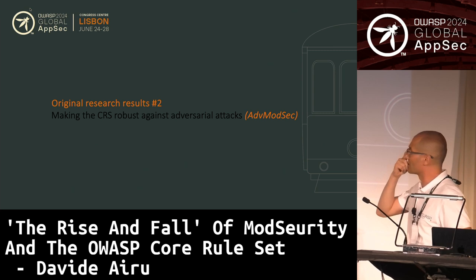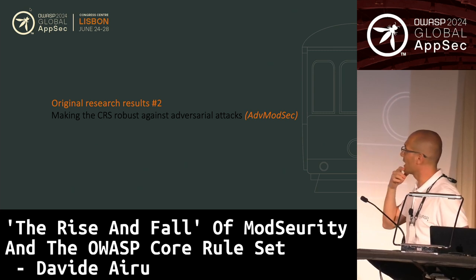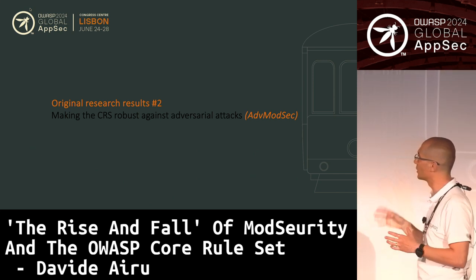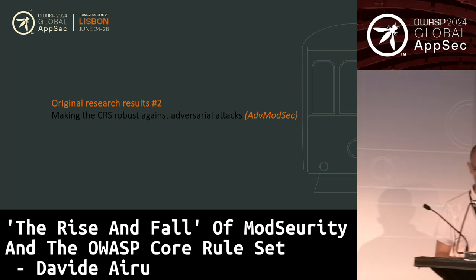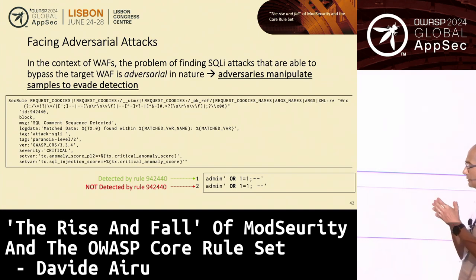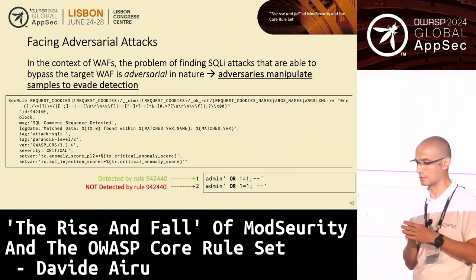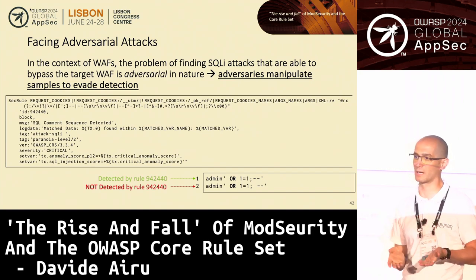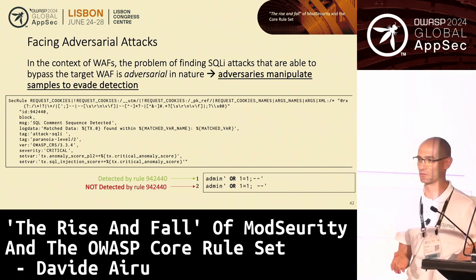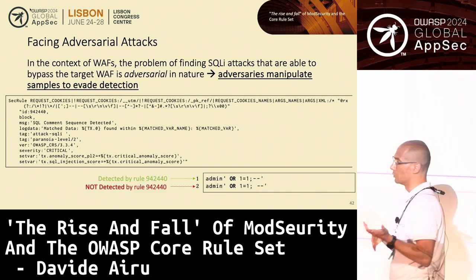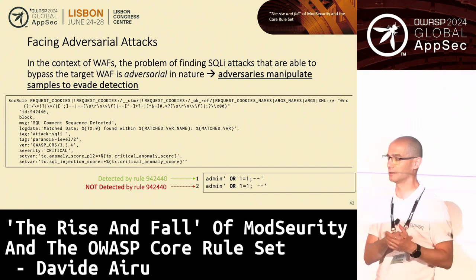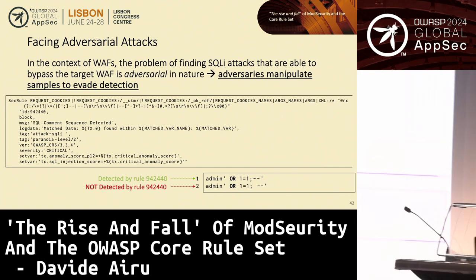The second result that we are bringing today is how to take a step further and make the work robust against adversarial attacks. So, you know, the context where a web application firewall works is adversarial by definition, because everybody here is trying to evade web application firewalls. So what we do is to manipulate requests to find attack instances that are not detected by the rules. So that's something obvious.